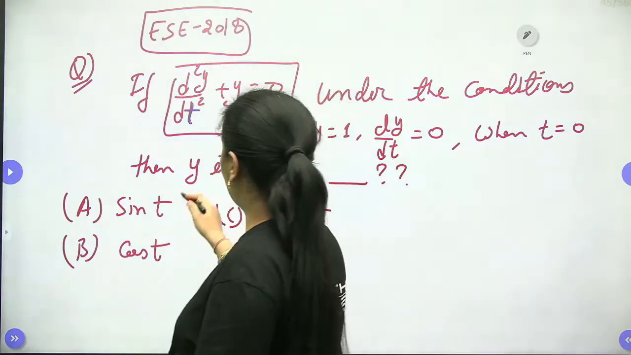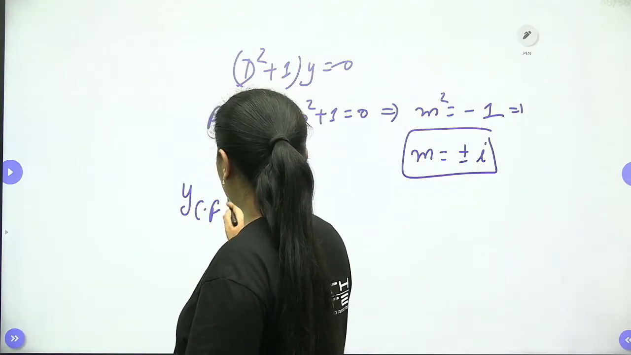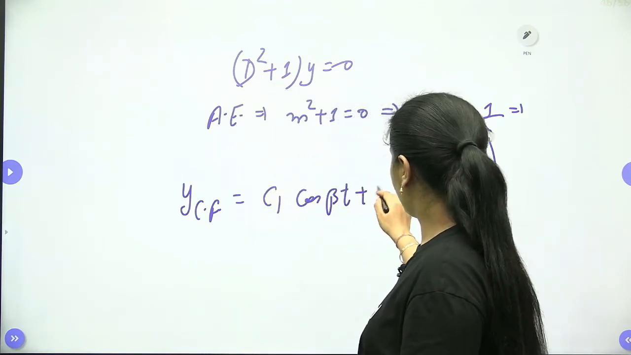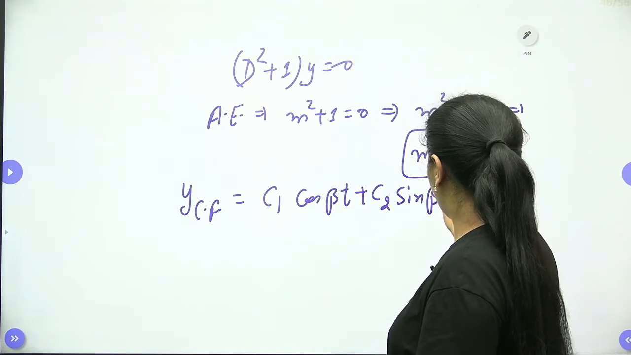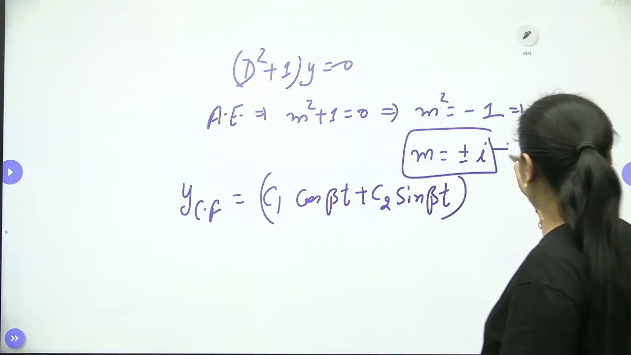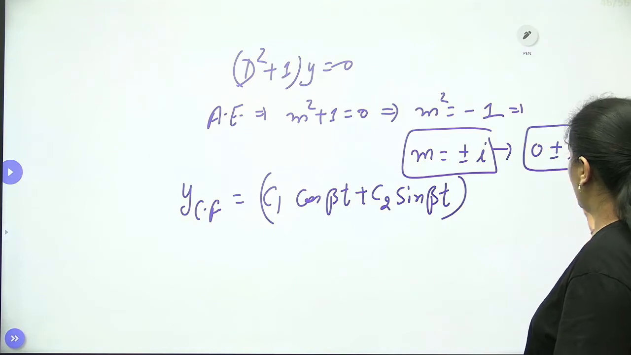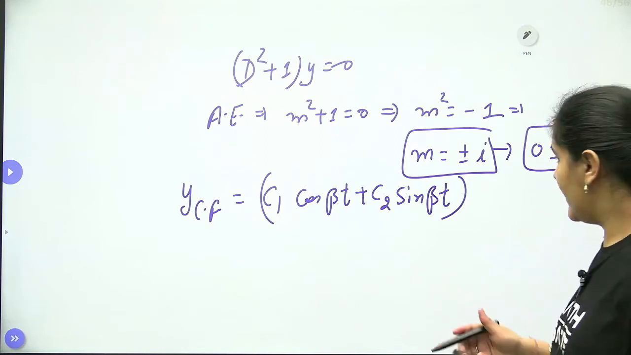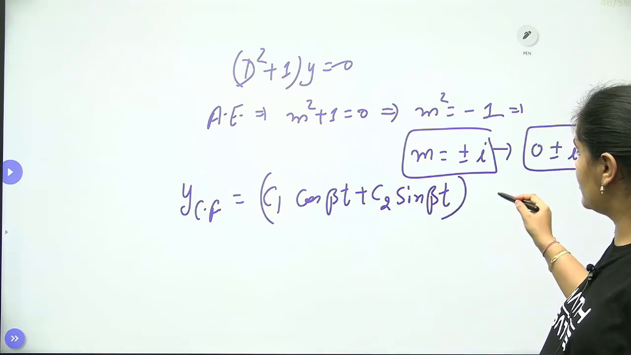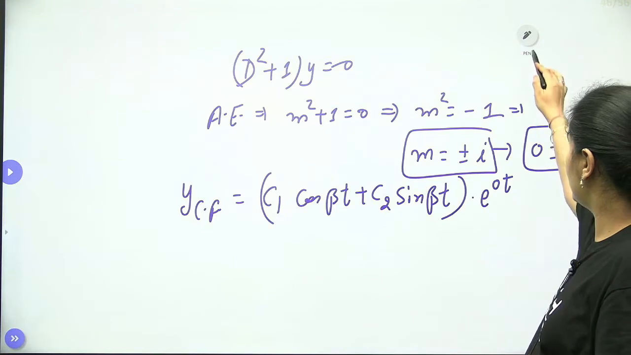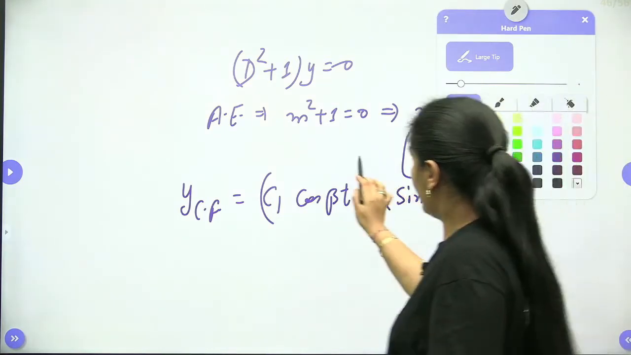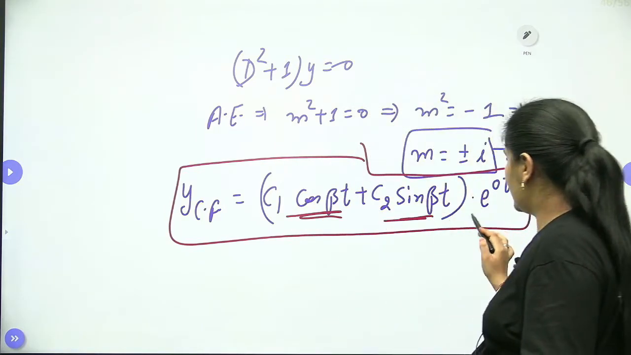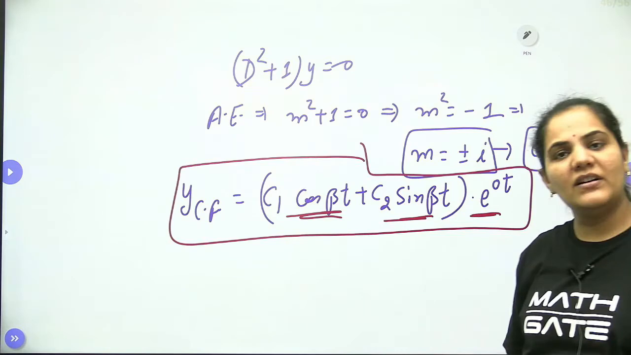So we have to find the CF only. The y CF will be C1 cos beta t plus C2 sine beta t, and it is nothing but the 0 plus minus iota form. It means alpha is equal to 0 and beta is equal to 1. So y CF is equal to (C1 cos beta t plus C2 sine beta t) into e to the power 0t, which is equal to 1 only.